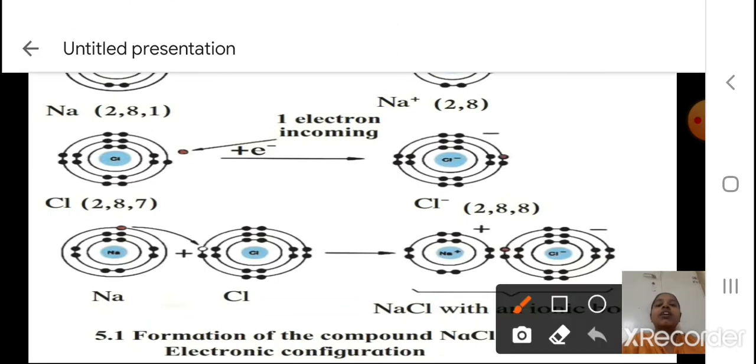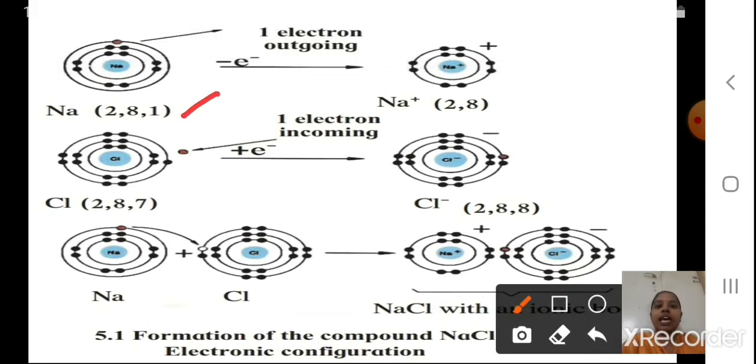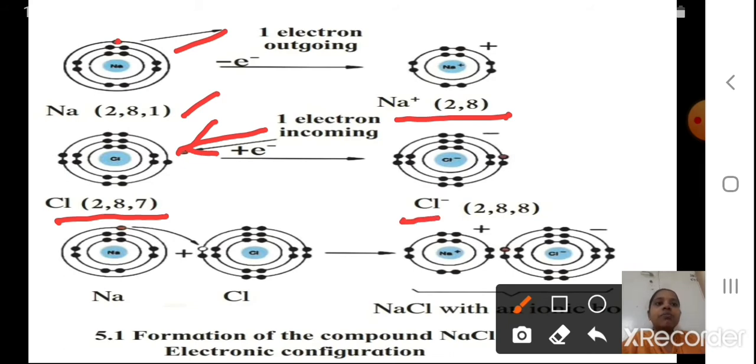If you can see, first it will be 2, 8, 1, as I told you. You can see the structure also. Now 1 electron is going out, this one which is there, you can see. Yes, it will be going out. Can you see this arrowhead is shown? So what will it become? Na+ 2, 8. Okay, chlorine you can see 2, 8, 7. See, 1 electron is coming inside. Can you see this electron which is coming inside? So now the last shell will become Cl- and it will have 2, 8, 8.